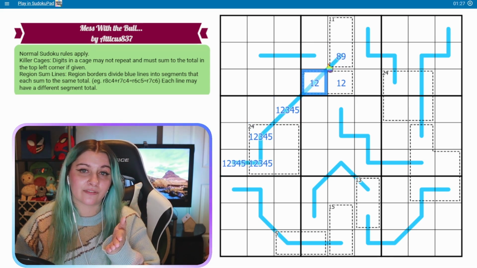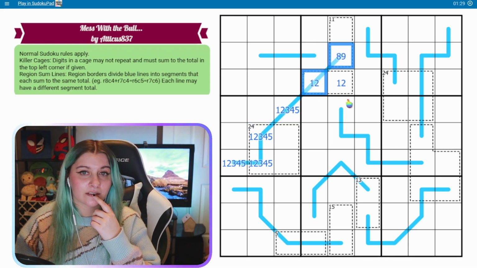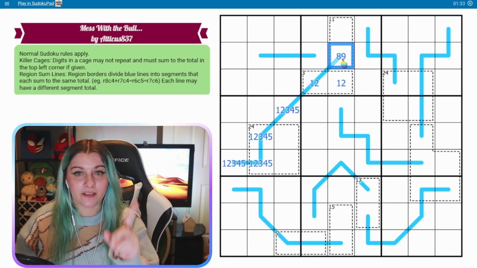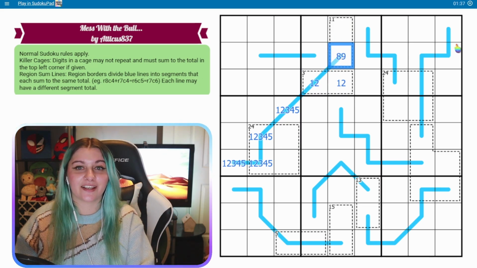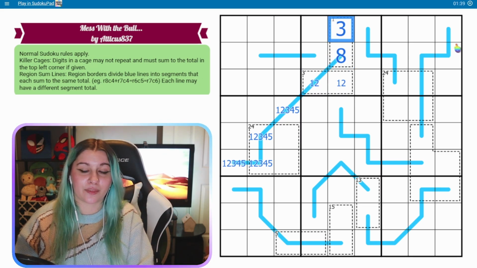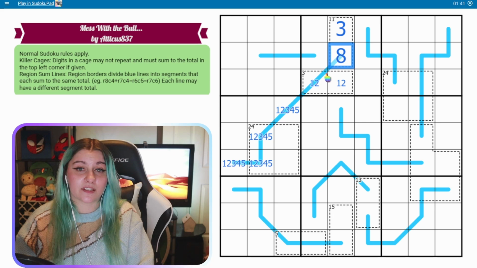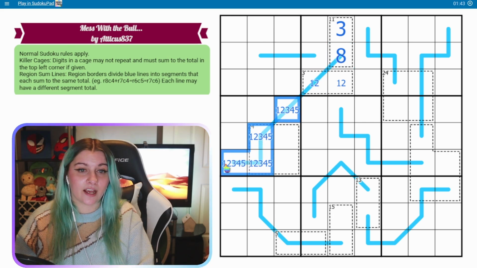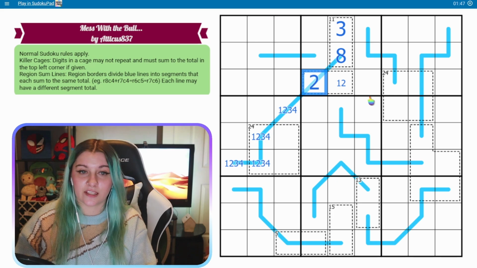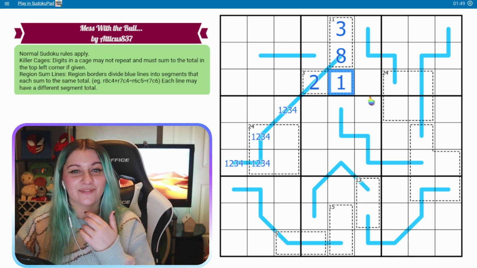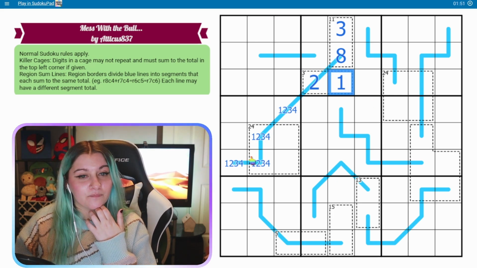I could get 11 if I did 2 and 9. That's the biggest this could be. However, this can't be a 9 because this can't be a 2, because I've already used a 2 in the region. There you go. This has to be an 8. This has to be a 3 in order to get 11, which means this is either 9 or 10. I have no way of getting 9 on this line, so it is just 1, 2, 3, 4. This is a 2, this is a 1. Perfect, very nice.